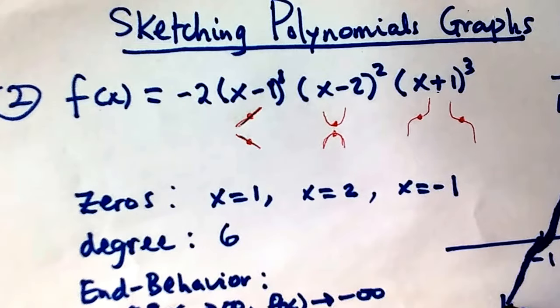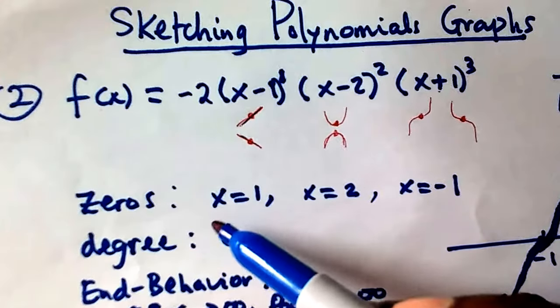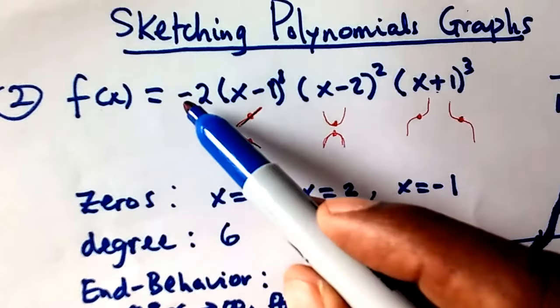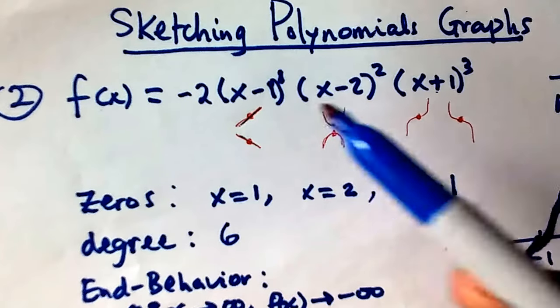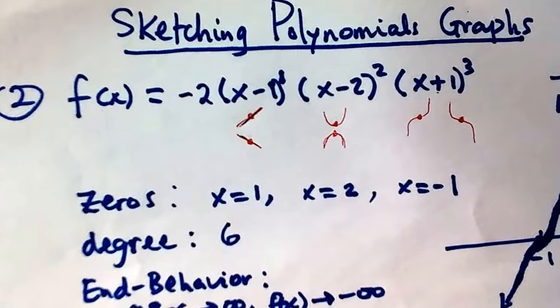And you know it's going to start down because it's an even degree with a leading negative coefficient, and it's going to end down as well. Those are the basic things you need to bear in mind when you make a sketch of a polynomial in factored form. I hope that this video helped a little bit.